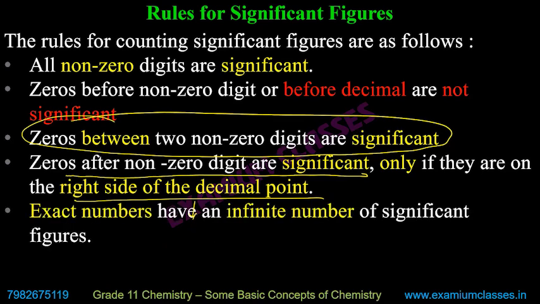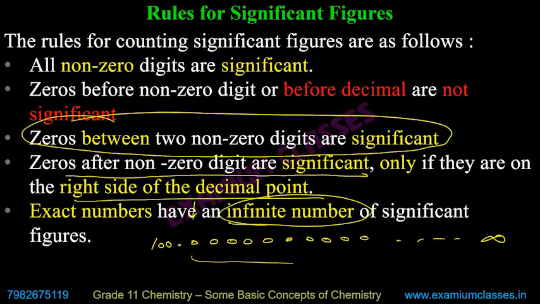Exact numbers have an infinite number of significant figures. For example, if I say 100, I can't say 99.9. It will always be 100. So if it is 100, the decimal zeros will go to infinity. It will not have any fraction. So that's why an infinite number of significant figures, because all these zeros are after the decimal, and after the decimal, the zeros are significant. Infinite number of significant figures.